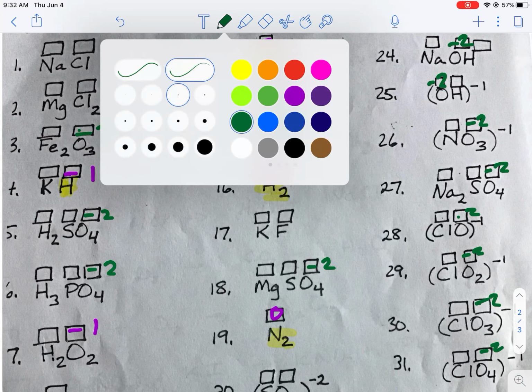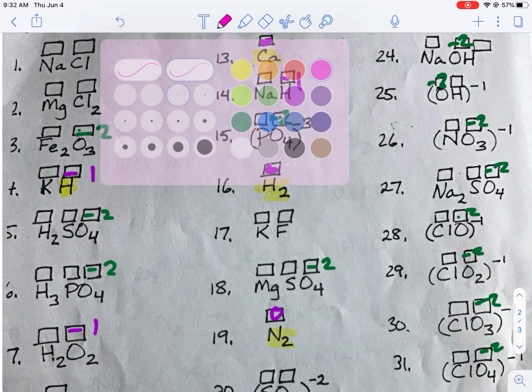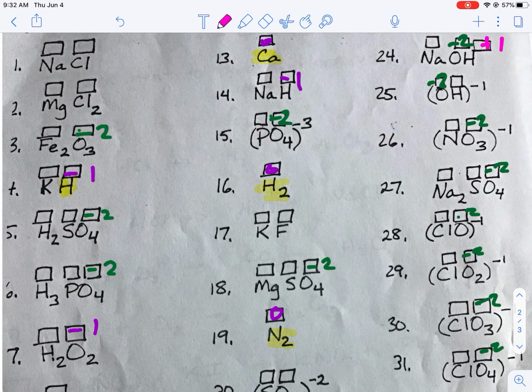So I'm going to change the pen once again so we can see the normal number for H right here. +1, +1. Scanning the page, any other H's on here? Nope. Oh, yeah, right there, +1. And right there, +1. And that one's +1. All right. Now, we filled in most of the page already. So what else do we have to do?